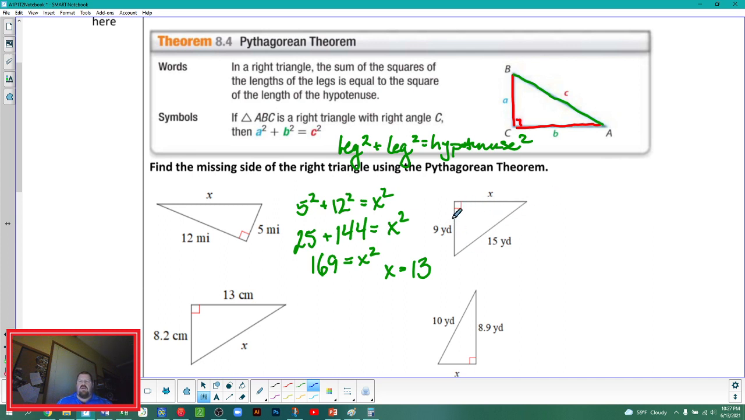In the next one, it looks like I have a leg that's 9, and in this one, the hypotenuse, I always know it's the hypotenuse because it's across from the right angle, is 15. And I'm looking for the other leg. So if I write that in the form of the Pythagorean theorem, it would say that 9 squared plus x squared is equal to 15 squared.